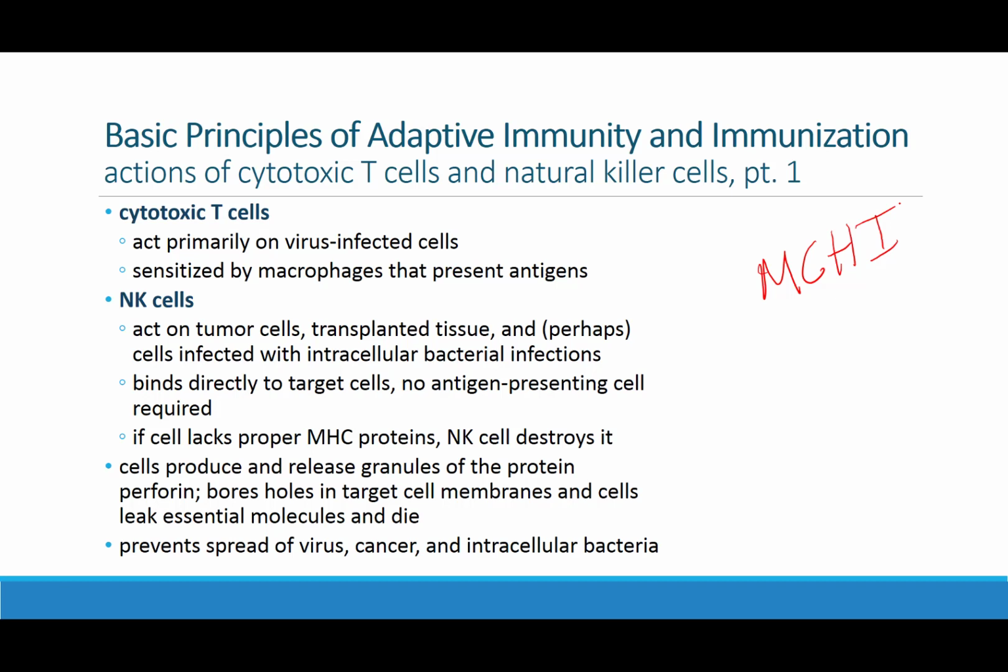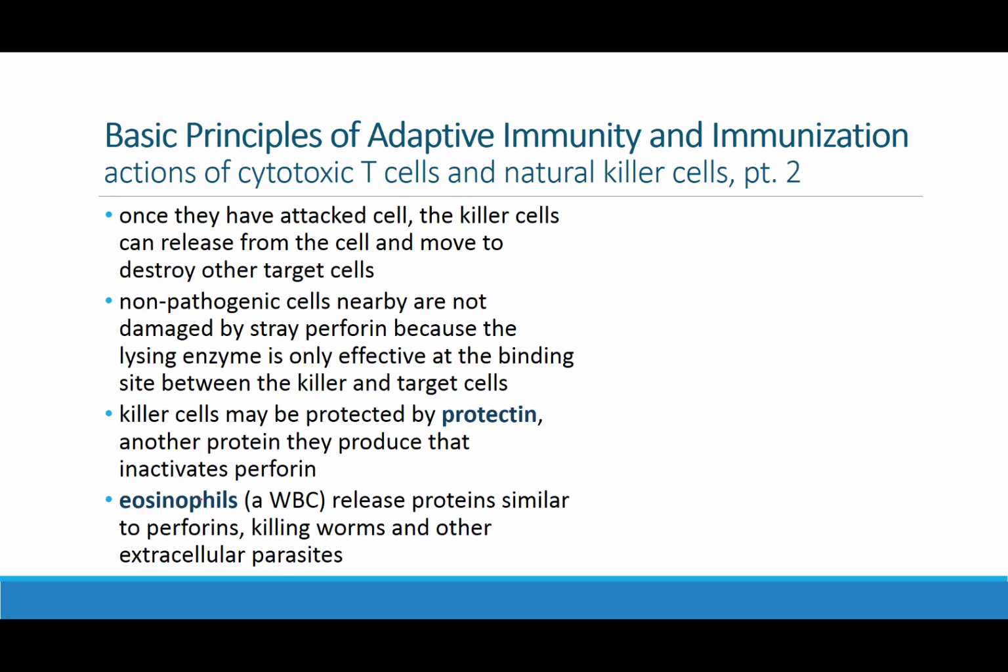Both the cytotoxic T cell and the natural killer cell do their killing by releasing granules of perforin. That protein, perforin, is the primary mechanism of action. Just like the name sounds, it perforates the cell membrane, and the cell leaks out all its contents and then dies. The action of both cytotoxic cells and NK cells will prevent the spread of viruses, cancer, and intracellular bacteria within the body.